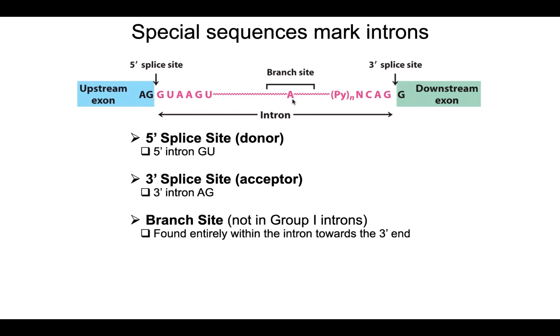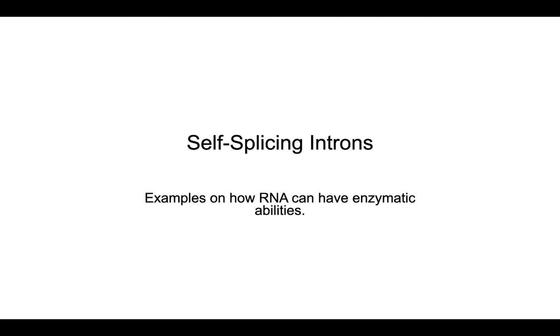Now, in group 1 introns, the branch site is a little bit different, and we'll look at why that's the case in just a moment. But for group 2 and for spliceosomes, this branch site is going to include an important A here, and this A is going to be important for the enzymatic reaction that's going to take place that eventually splices out this intron and splices together the 2 exons.